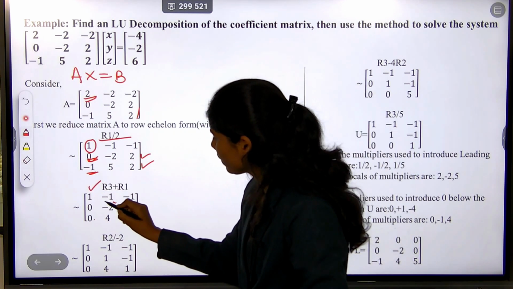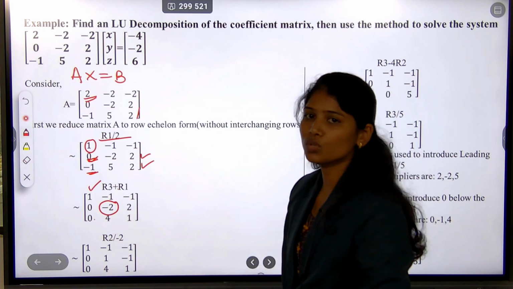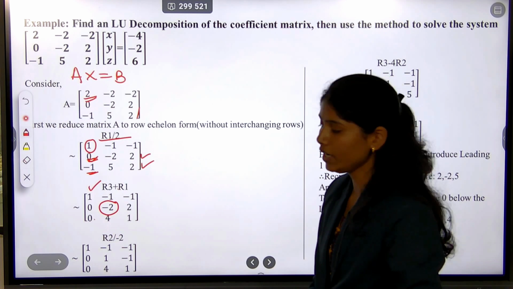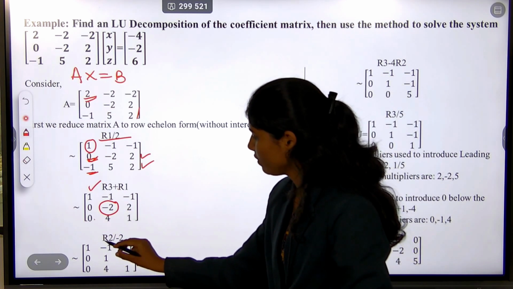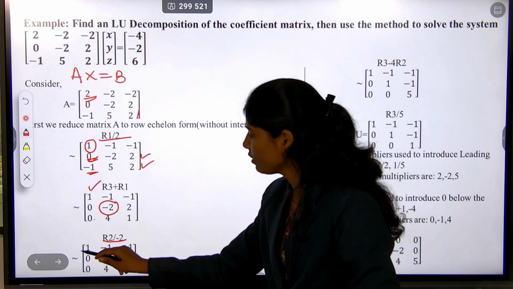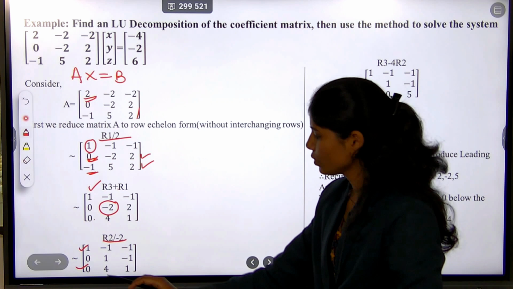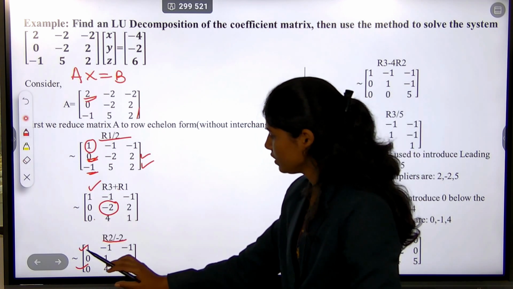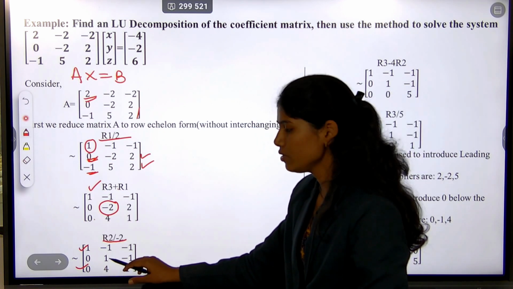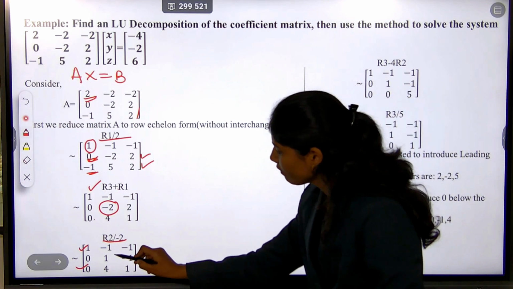Now we have to make the second leading entry 1. For making this minus 2 a 1, we divide R2 by minus 2. We are making changes in R2, so write R1 and R3 as they are and just divide R2 by minus 2. So 0 upon minus 2 is 0, minus 2 upon minus 2 is 1, 2 upon minus 2 is minus 1. So our leading entry is 1.